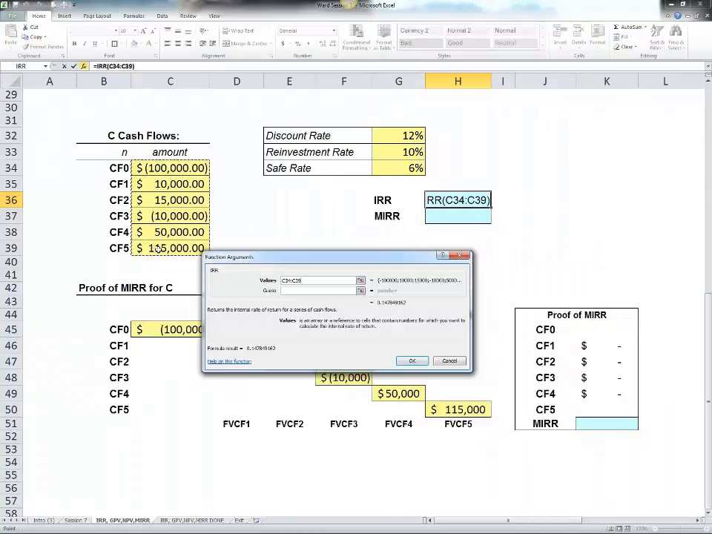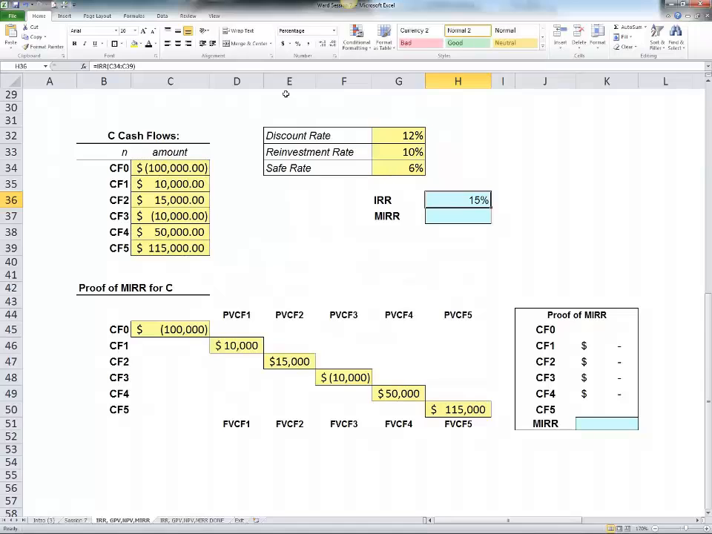We put in the values, and we have an internal rate of return. It says 15%, but I don't think it's quite 15%. It's a little shy of 15%: 14.78%. Now let's calculate the modified internal rate of return.